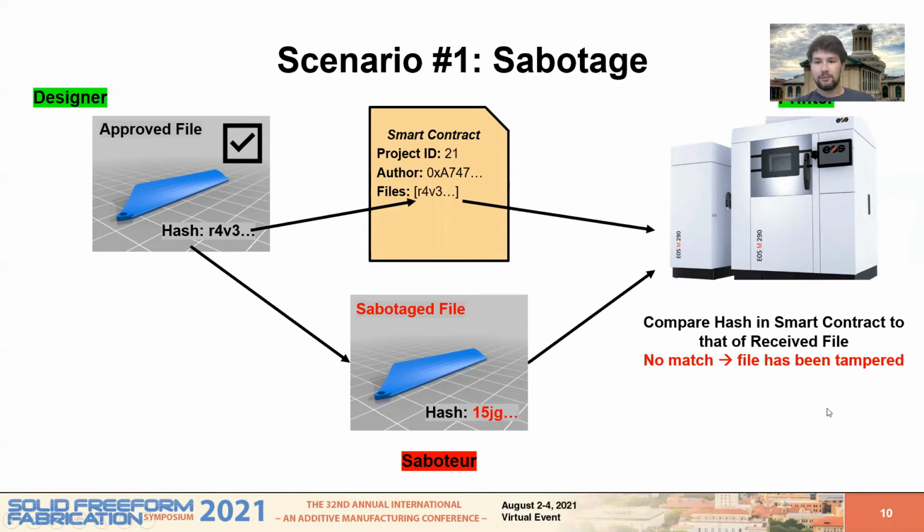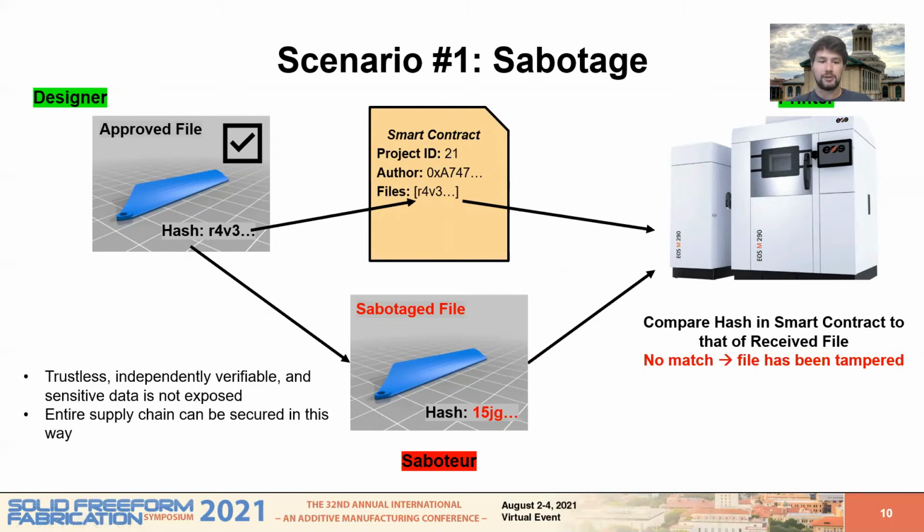They'll see that there's no match there and the file has been tampered. These hashing algorithms have a property called the avalanche effect, where even if a single byte is changed in that input file, it'll result in a drastically different checksum. And this is why they're so advantageous for data integrity purposes.